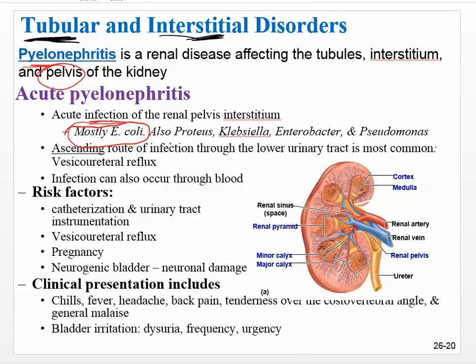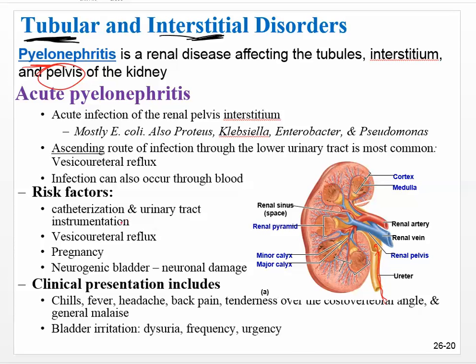And here are some other potential pathogens that may cause this. In general, the ascending route of infection through the lower urinary tract is most common. That means the infection usually comes up from the bladder. Infection can also occur through the blood. If the pathogen makes its way into the blood, that can cause infection too. But most commonly we're talking about some kind of infection through the urinary system.